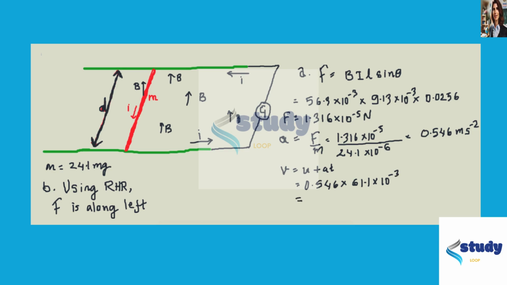So just multiply this here. This will give me 3.34 into 10 to the power minus 2 meter per second. So this gives me the velocity at which the wire will move towards the left. So this is the solution for this question.